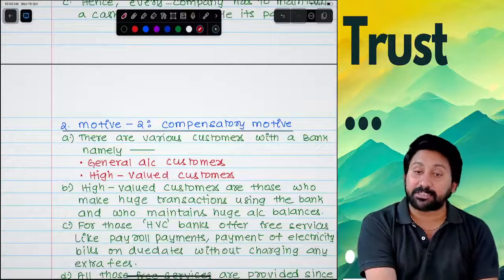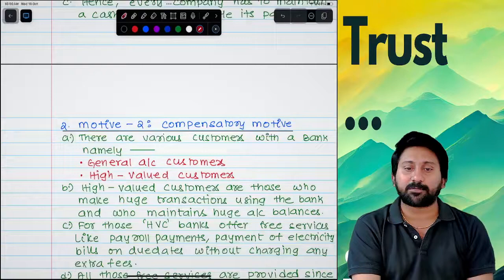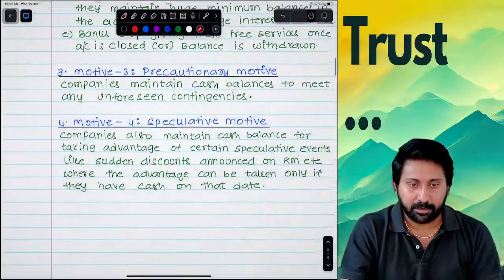That is called as which measure? Precautionary measure. Sorry, speculative measure. Also called as a speculative motive. Read those two also.